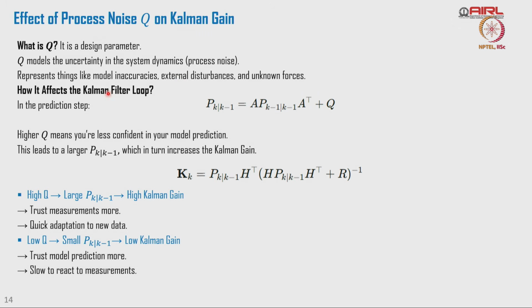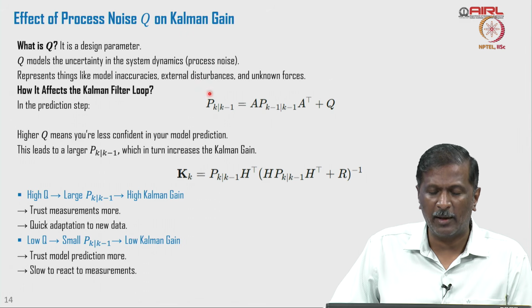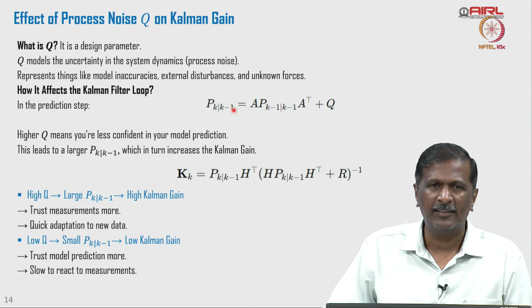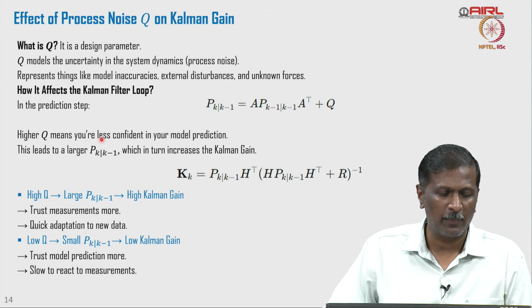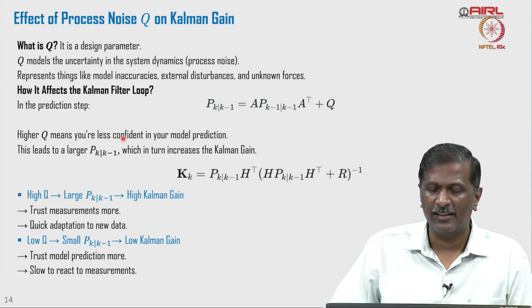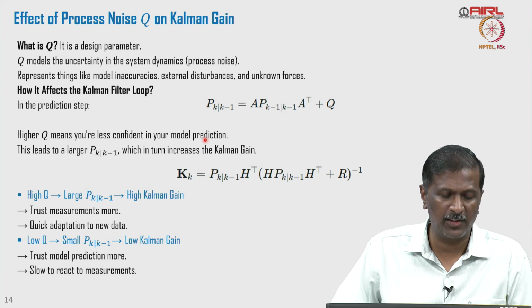How does it affect the Kalman filter loop? In the prediction step, if you look at P k equals A P k minus 1 given k minus 1 A transpose plus Q, this will affect my P k prediction. A higher Q means less confidence in your model prediction.